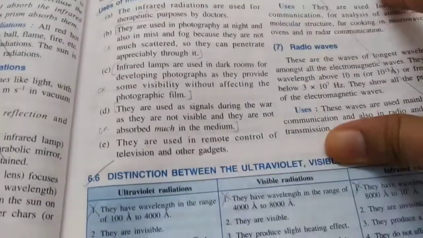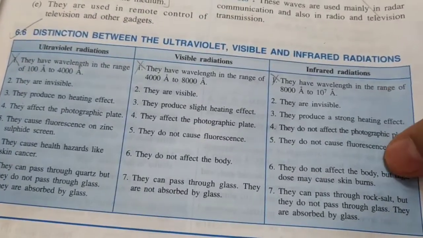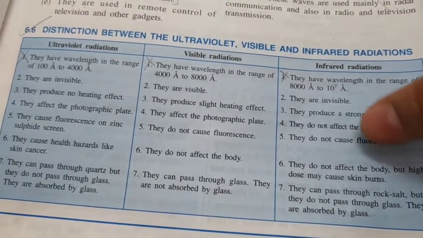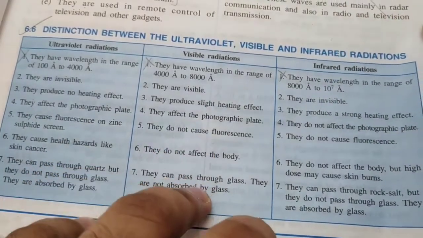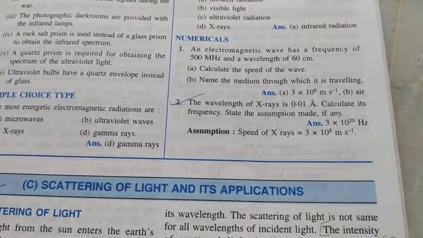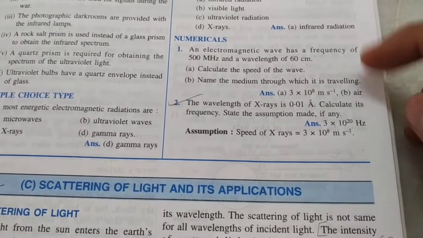So this table will be a good way to revise whatever I've taught right now. Remember, infrared radiations don't cause fluorescence either. Only UV rays do. Visible radiations, nope. Solve both these numericals.